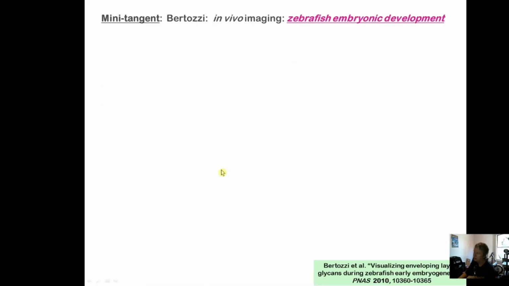Okay, this is the second slide of the mini tangent using the Bertozzi copper-free click reaction. So this is in vivo imaging of zebrafish embryonic development, Bertozzi, and she's using the paper. This is another really good paper, visualizing the enveloping layer glycans during zebrafish early embryogenesis, which is like the early embryonic development of a zebrafish.